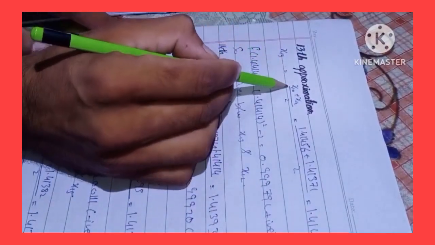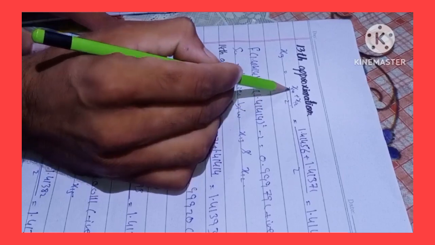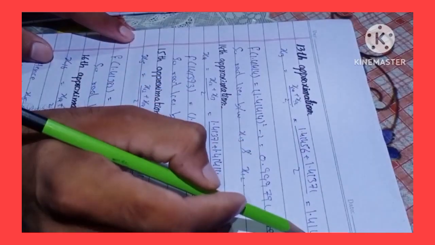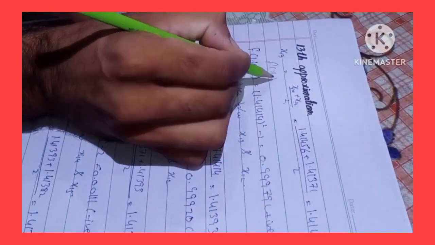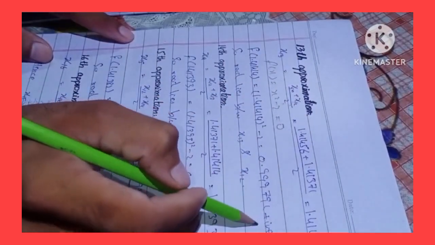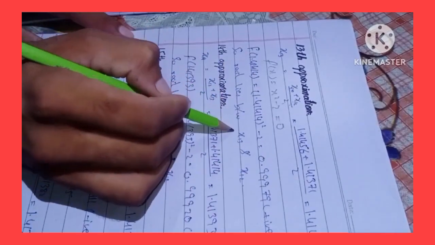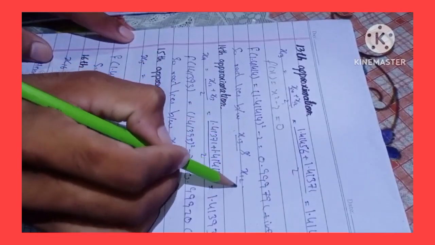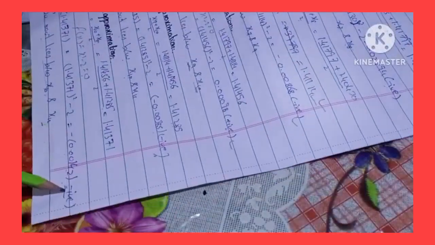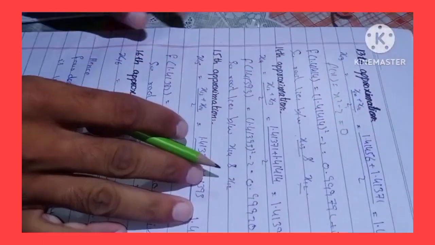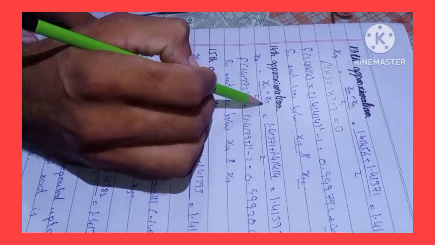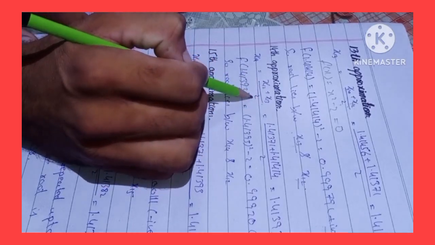The 13th approximation is (x10 + x12)/2. Put the values of x10 and x12, divided by 2. Then solve it. These values are put into f(x) = x² − 2 = 0. Then solve it, and it gives a positive value. So the root lies between x13 and x12, because x13 is positive and x12 is negative. Then the 14th approximation is (x12 + x13)/2.